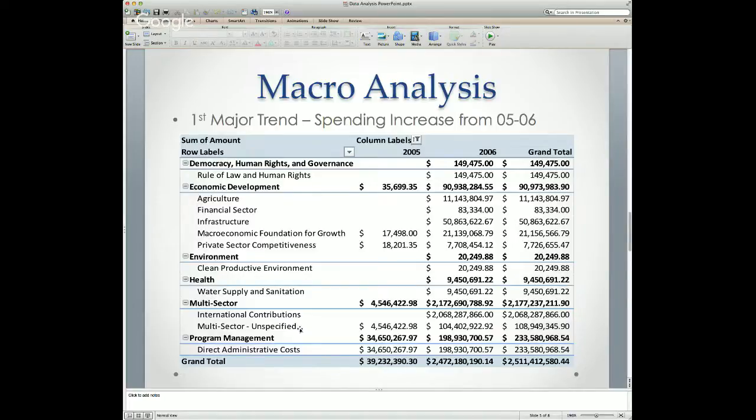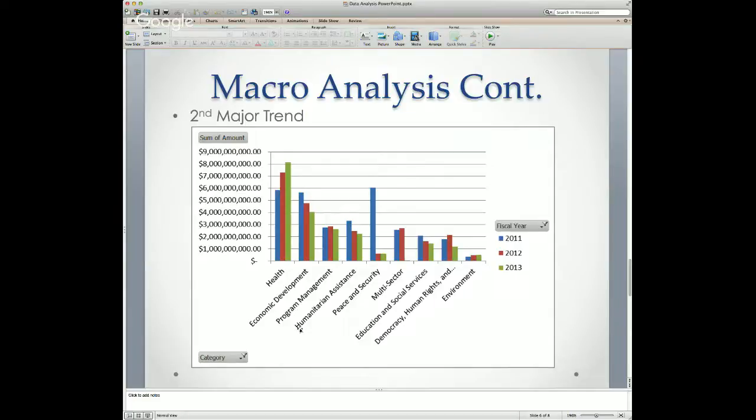So yeah, I just thought that was pretty interesting. I'm gonna go to my next major trend. The other overarching trend that I noticed was that spending peaked from 2011 to 2013.